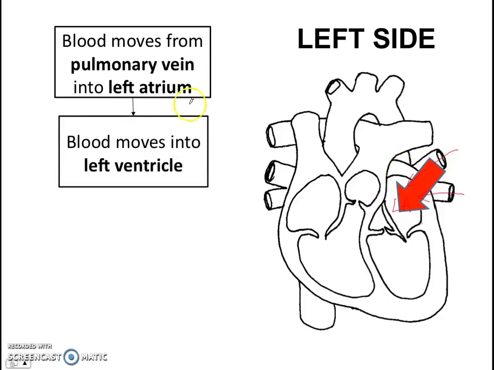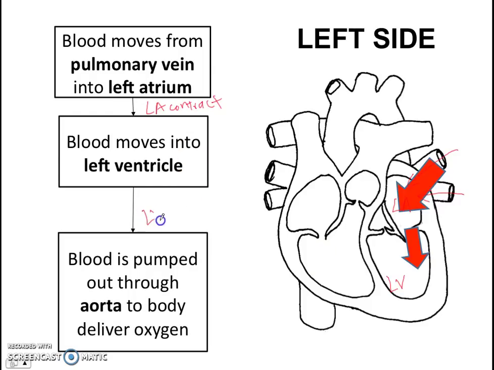Right, then after that, the left atrium will contract, and then blood will move into the left ventricle, over here. And then finally, the left ventricle will contract, and then blood will be pumped out through the aorta to the rest of the body to deliver oxygen to the rest of the body.